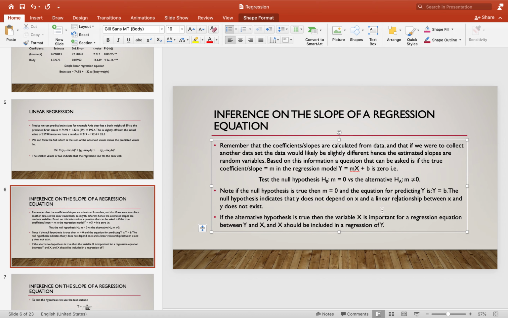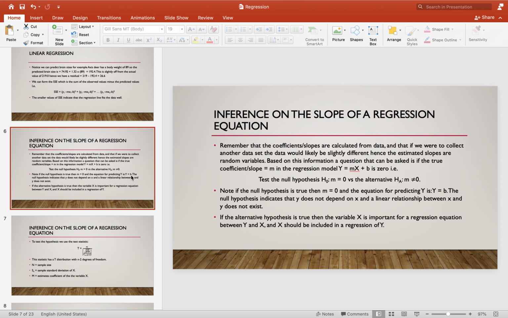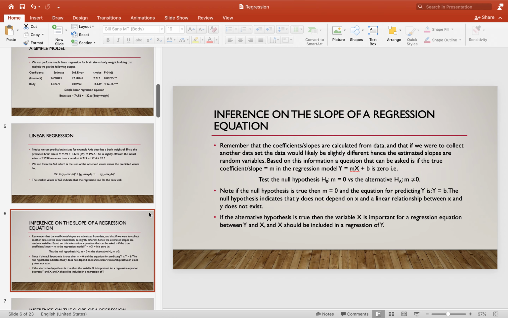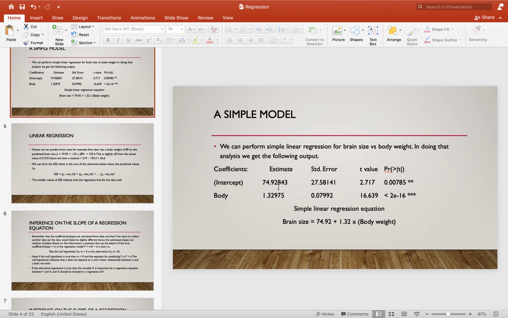The alternative hypothesis indicates that the variable x is important for regression and its impact on y is given by its estimated coefficient. And it should be included in the regression of y. Now let's go back. We go back to this slide.